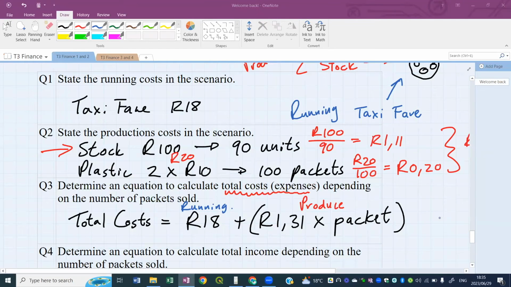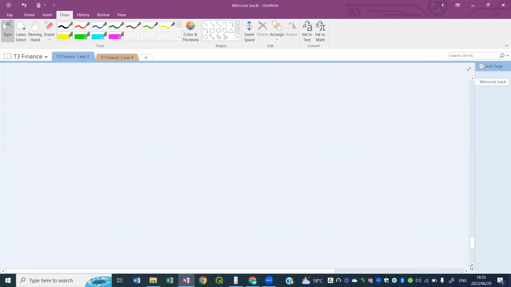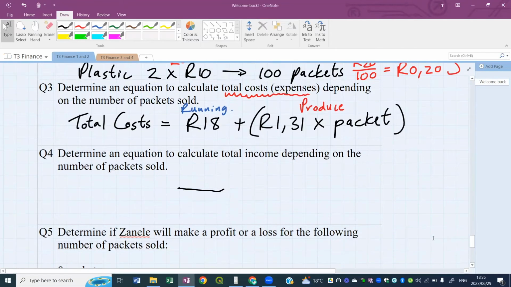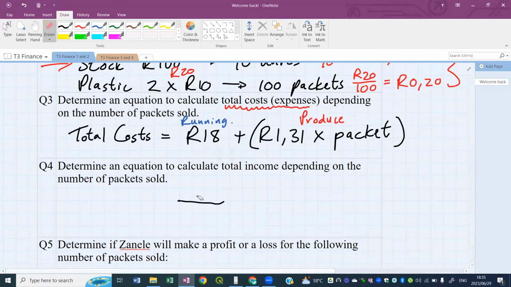All right. I hope that makes a little bit of sense. The most important thing to note here, guys, is that there's two parts in this, a running cost and a production cost. The production cost depends on the packets that are made. The running cost doesn't depend on anything. It's always there. It sticks there. It stays there no matter how many packets she produces.